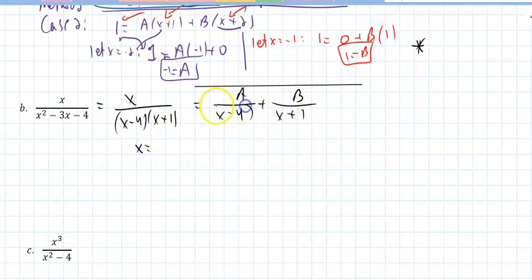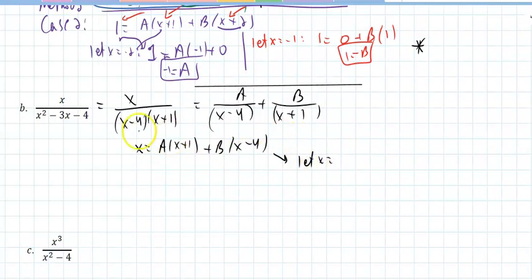So clear the fractions, multiply this by x plus 1 top and bottom. Multiply this by x minus 4 top and bottom. And here's the difference. Our method, we say let x equal, what's the domain? All real numbers except 4, let x equal 4. Put a 4 there, a 4 there, 4 plus 1 is 5. A 4 there will make that a 0. So automatically I know a is 4/5.